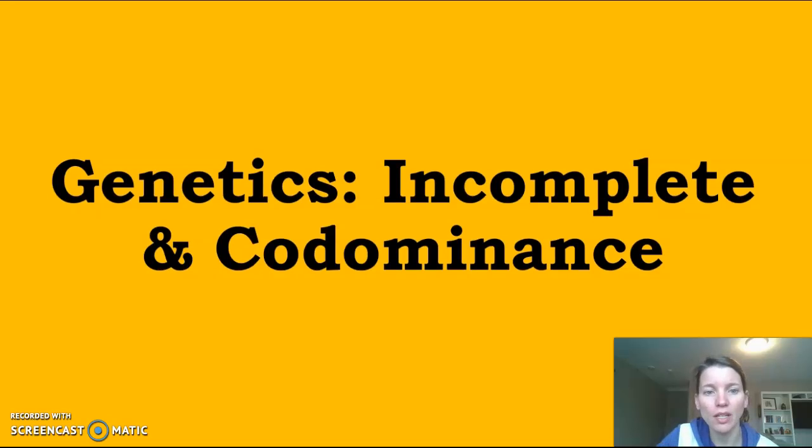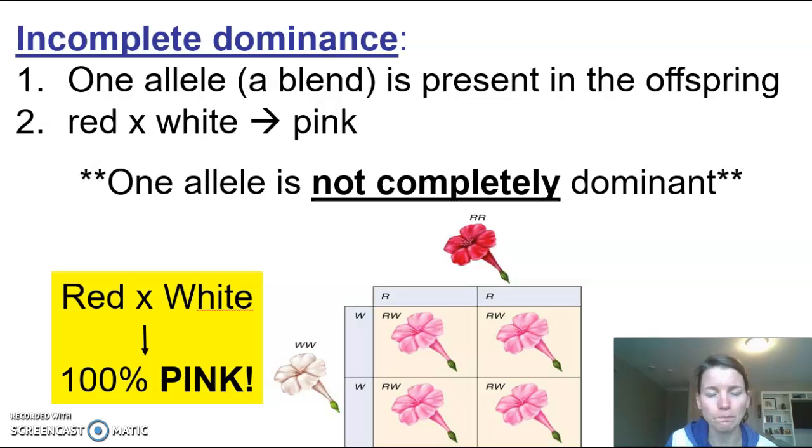We're going to start by talking about incomplete dominance. Incomplete dominance is when you have parents who produce offspring that don't look like either parent. In fact, instead, there is a blending that occurs between the parents' traits to get a different offspring result.